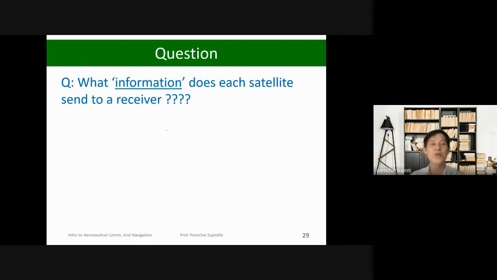I have a question before we take a break. What information does each satellite send to a receiver, do you think? Think about it for a few minutes, and I'll come and ask you.